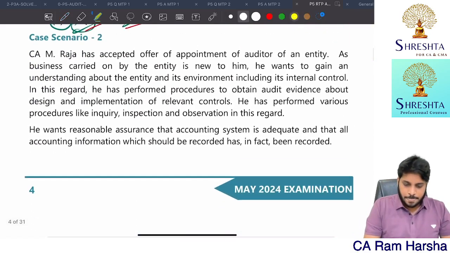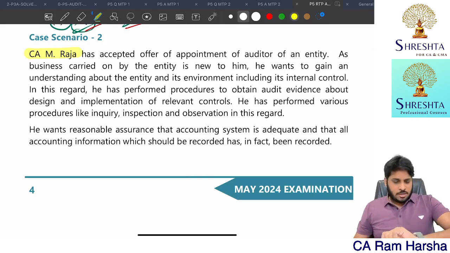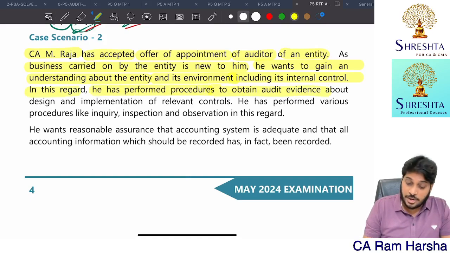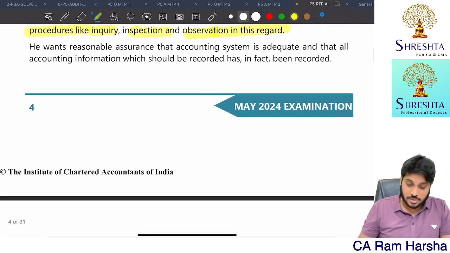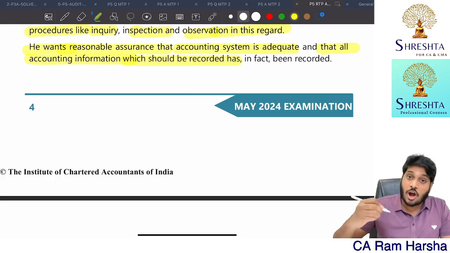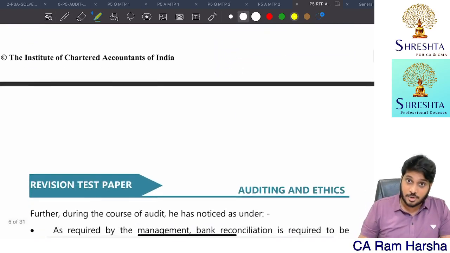Case scenario 2. CA Raja has accepted an offer of appointment as auditor of an entity. As the business carried on by the entity is new to him, he wants to gain an understanding of the entity and its environment, including internal control. In this regard, he has performed a process to obtain audit evidence regarding design and implementation of relevant control. He has also performed various processes like inquiry, inspection, observation in this regard. So he is doing risk assessment actually. He wants reasonable assurance that the accounting system is adequate, that all the accounting information which should be recorded has in fact been recorded. So he is concerned about completeness.